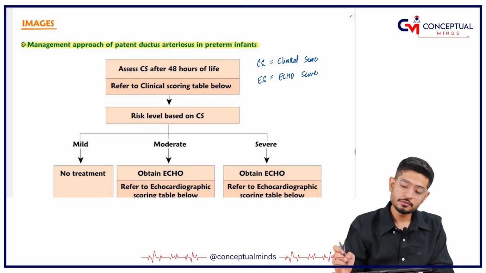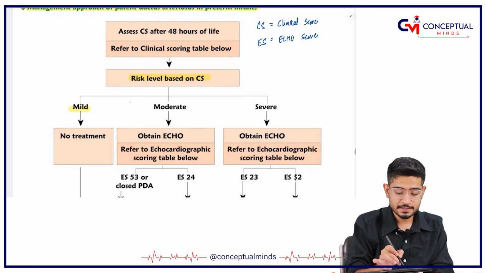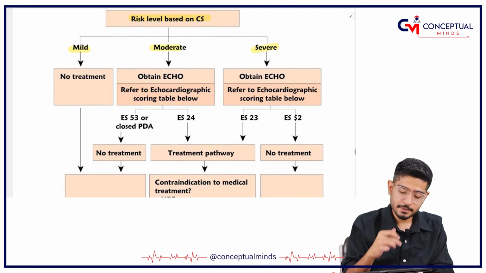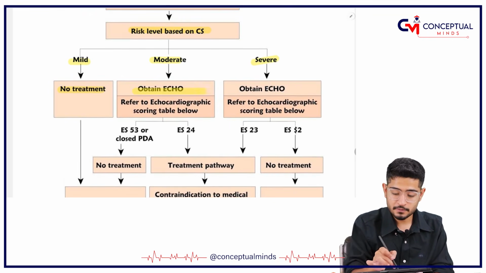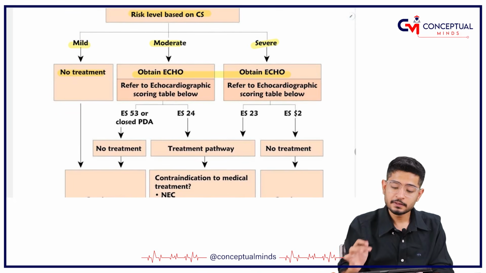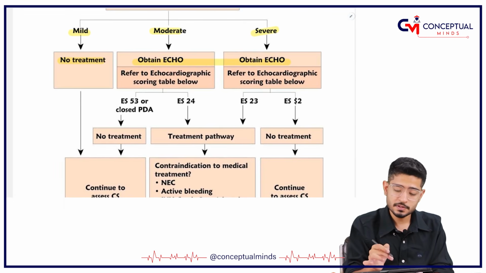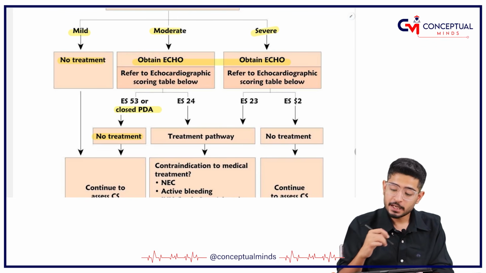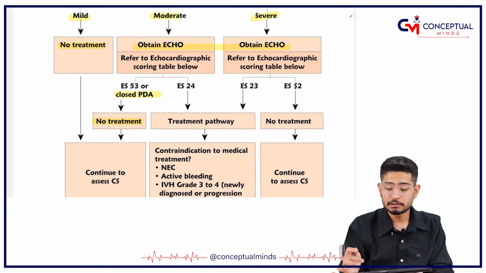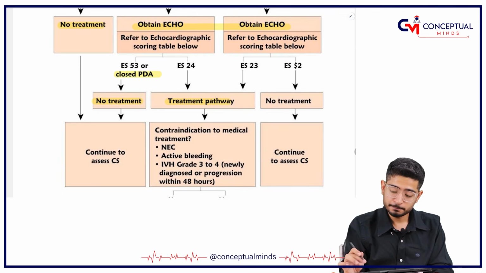So you have to check the risk. How? Based upon the clinical score, you have to classify it as mild, moderate and severe. If it is mild clinically, it's okay, no treatment is required. But if it is moderate or severe, you have to obtain the echocardiography, and then you have to check the echo. Just remember, if it is a closed patent ductus arteriosus, again there is no treatment required. And if it is not closed, then you have to go for the treatment pathway. That's it.